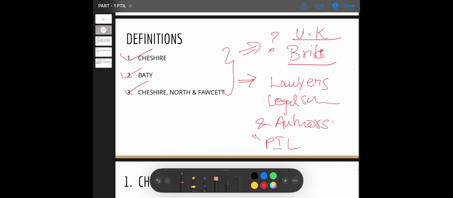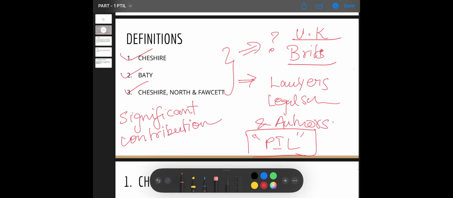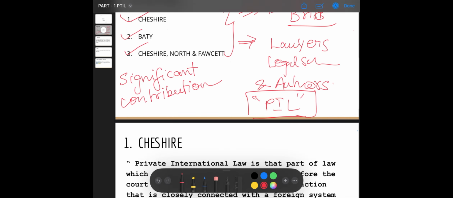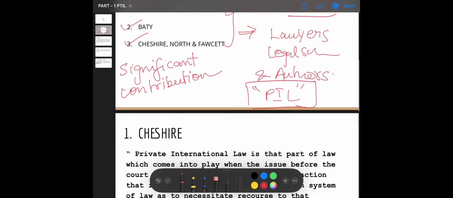And how does it make them eligible to give definitions for private international law? Because at the time they were doing it, they made significant contributions to private international law, such that even today students and legal scholars are researching their work. Having said that, let's jump into the first definition.